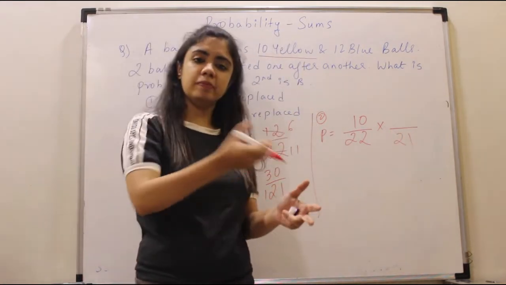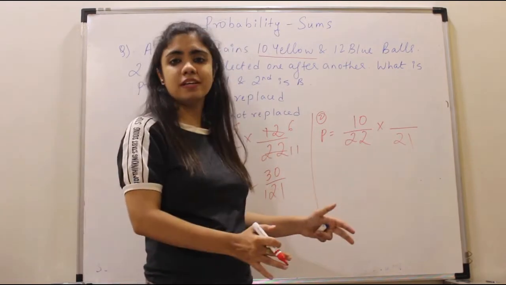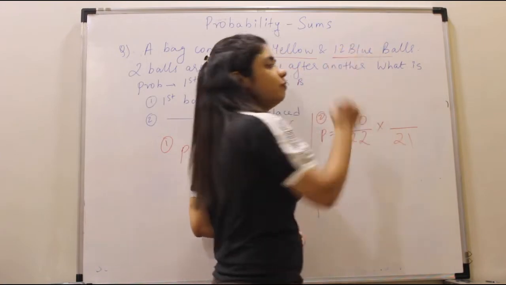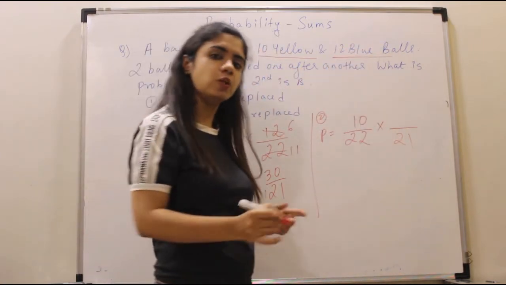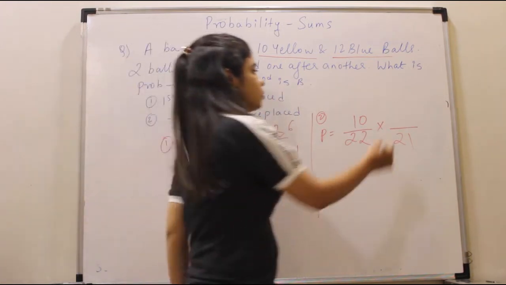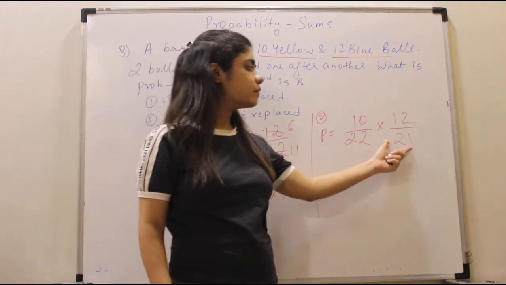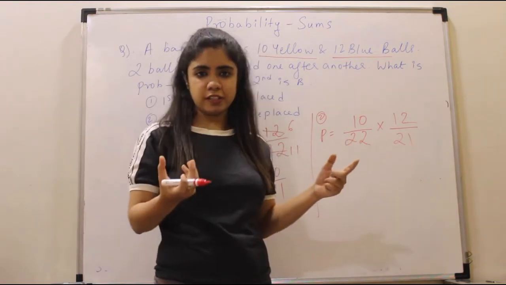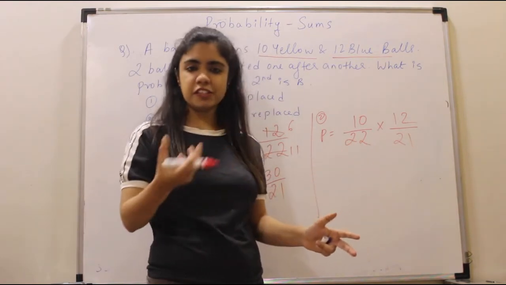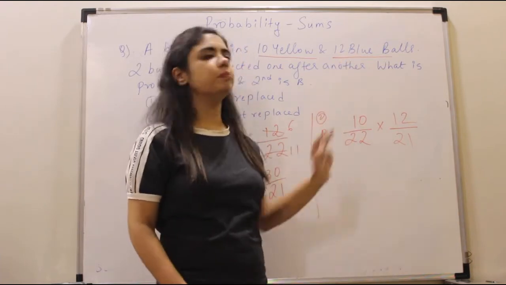I picked up a ball. It was yellow and I threw it out. How many blue balls are there? There are 12 blue balls still left. You want the second ball to be a blue ball. So this will be 12 by 21. Please understand, only this part will change. Because the first was yellow out of 22 balls, you threw it out. Now there are 21 balls, and you want the second to be a blue ball.